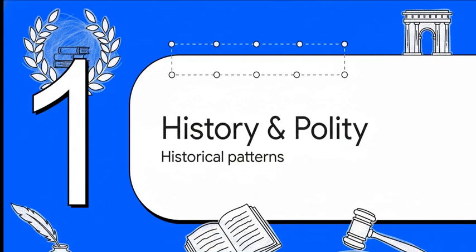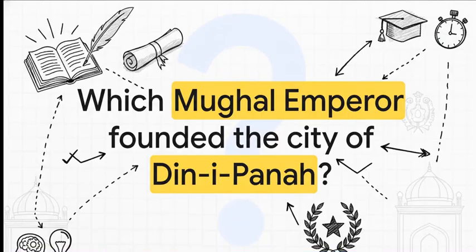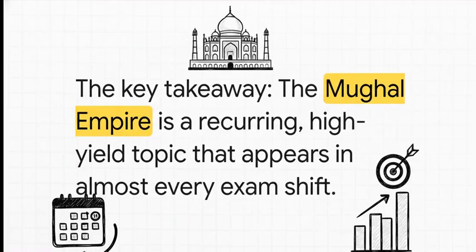Okay, first up, the heavy hitters, history and polity. Now, these sections are absolute cornerstones of the exam, but the real key is knowing where to focus your energy. So let's see what the latest paper is telling us. Here we go, our first question, pulled straight from the history section. It's specific, it's factual, and it's a perfect example of what the examiners are looking for. Any ideas? The answer is Humayun.